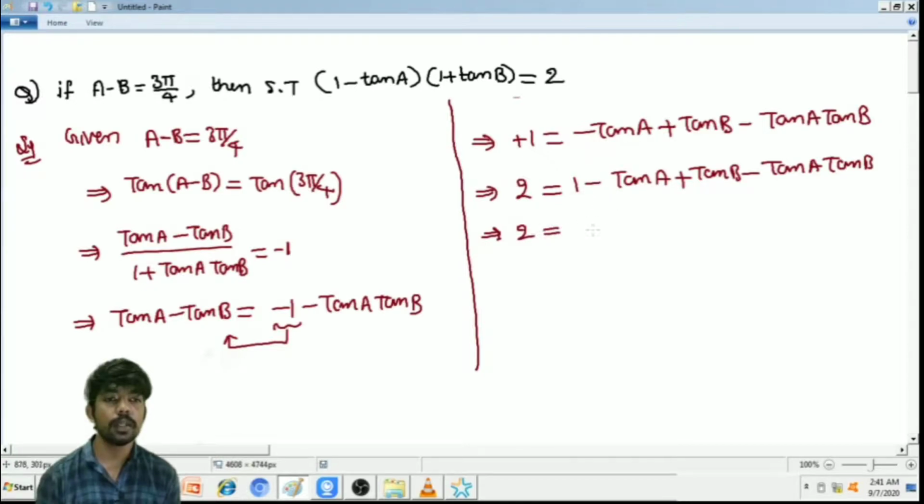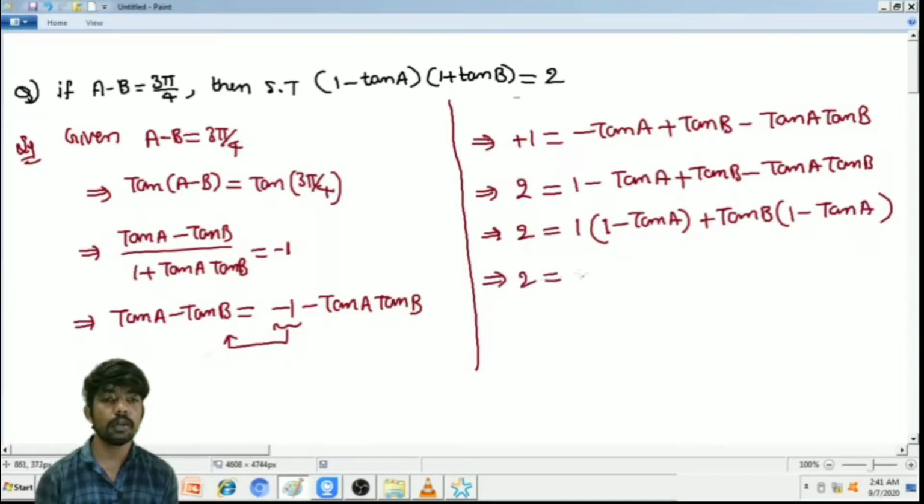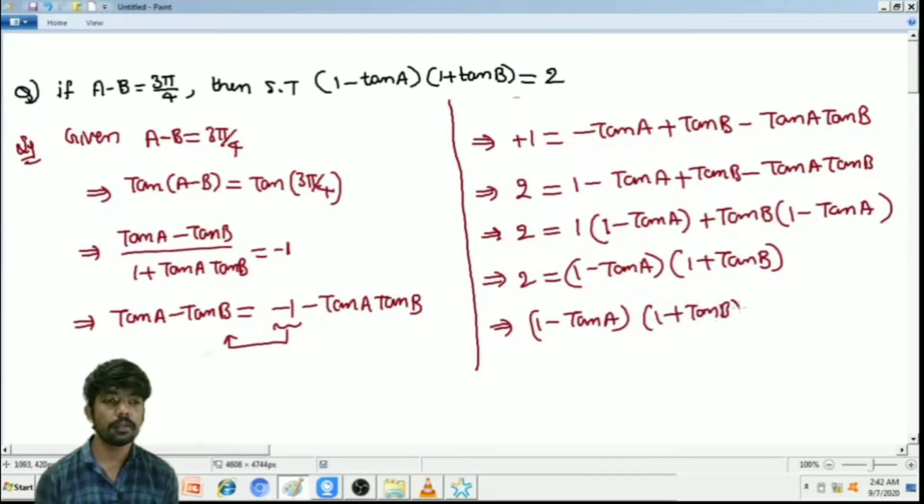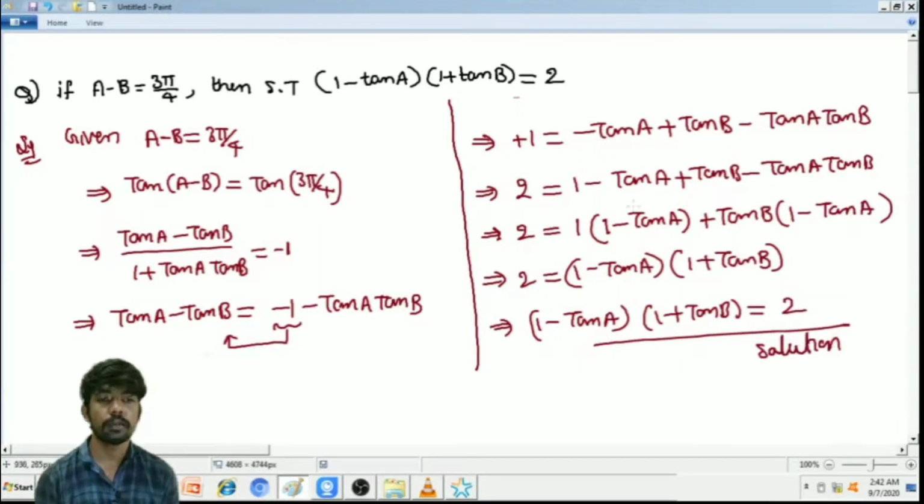2 is equal to, here I am taking 1 common, 1 minus tan a. Here I am taking tan b common, 1 minus tan a. So 1 minus tan a, 1 minus tan a, same we have. So take common 1 minus tan a and the remaining 1 plus tan b. So hence we got what we have to prove: 1 minus tan a into 1 plus tan b is equal to 2. That's all. This is the solution, hence proved.